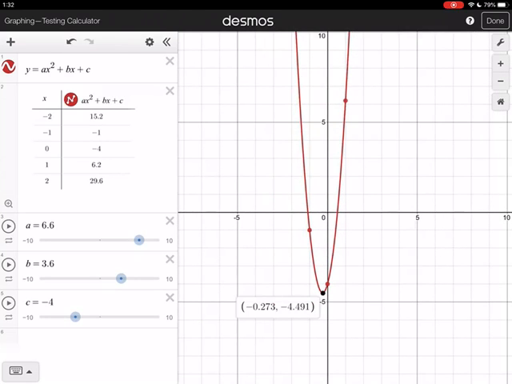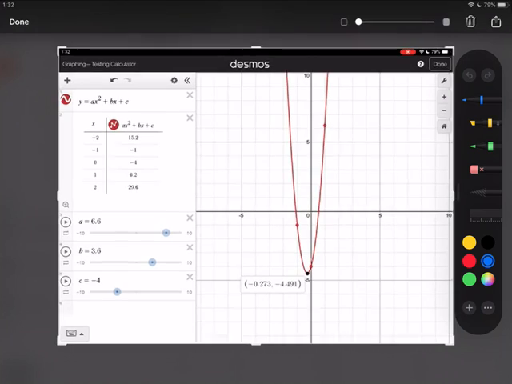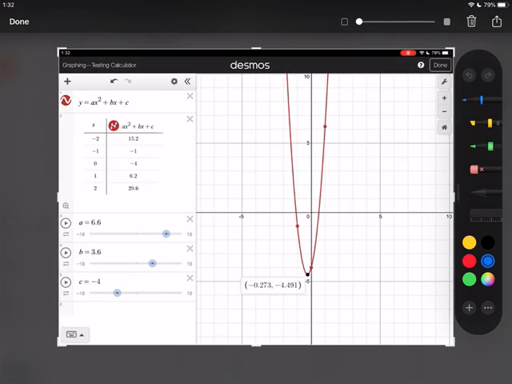So again, if I click on this, there is my vertex. Okay, I'm just going to snap a photo of this really quickly. So let's quickly talk about the key things that you're going to be asked. My y-intercept here is again at c. So this time my equation looks like this: y equals 6.6x squared plus 3.6x minus 4. So my y-intercept is at x equals 0 and y equals -4.